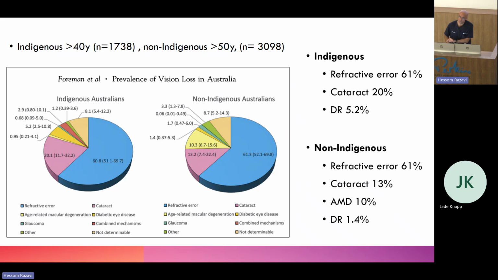So if you have a question which says, what are the leading causes of vision loss in Australia? And it gives you options, you're looking for refractive error and cataract right at the top, because Indigenous or non-Indigenous, that's common.